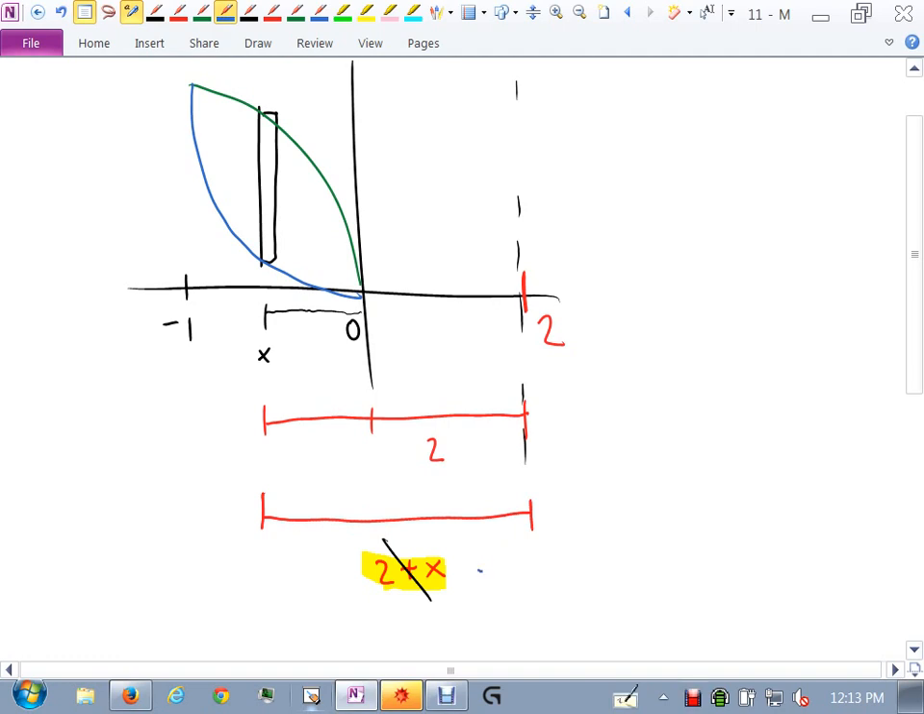Say again? 2 minus x. Because now when you plug -1 into this, you get +3. And when you plug 0 into it, you get 2. You plug -1/2 into it, you would be at what? 2.5, which would be that distance.